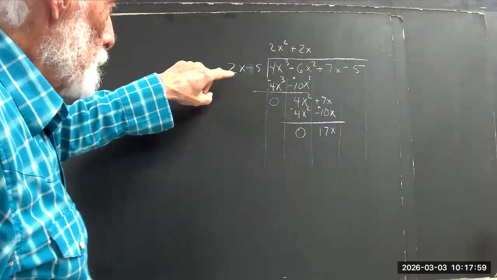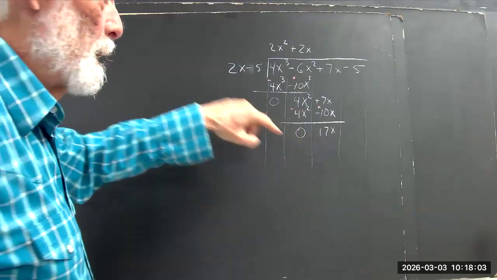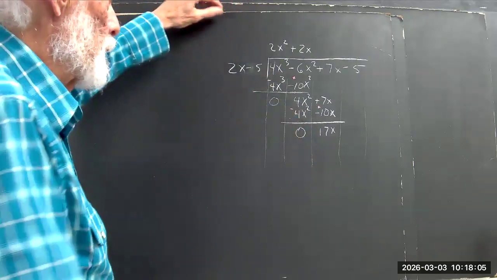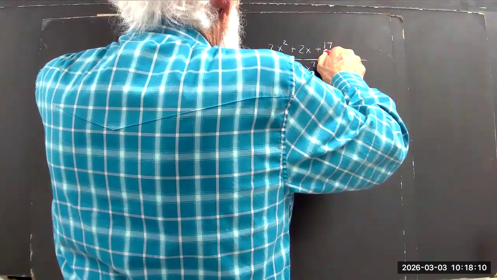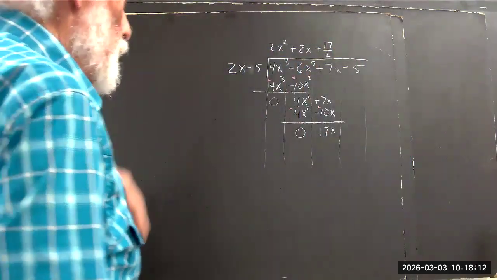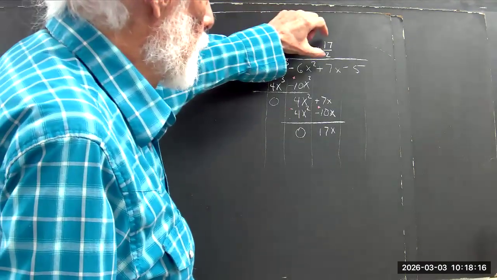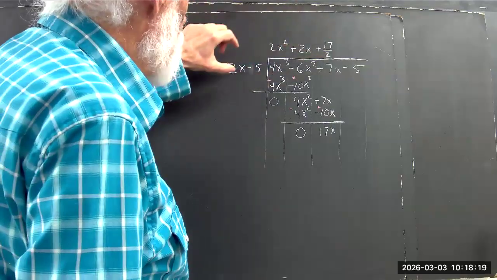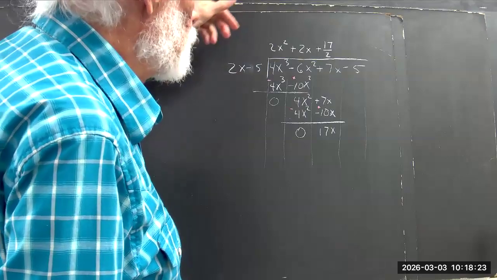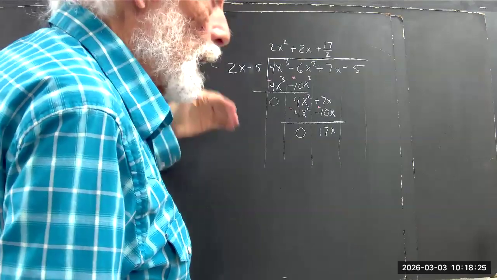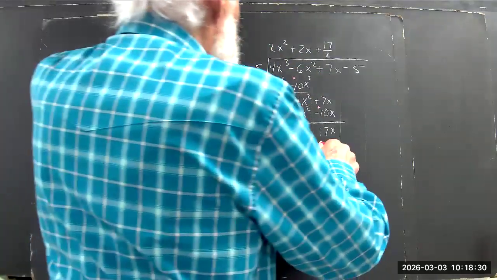And now I divide the 2x into 17x. What's 2x into 17x? Well, it's plus 17 halves. So let's look. If I multiply now 17 halves by 2x, it's going to give me 17 halves times 2 times x. Well, 17 halves times 2 is 17, so it's going to give me 17x.